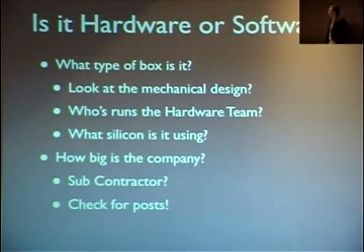So first thing you want to know when you open a box, whether it's a router or switch or a VPN or a load balancer or whatever it is that you're buying, is it hardware or software. And what I mean by that is there's hybrid boxes which are a little bit of hardware, a little bit of software. But it's really easy to figure out. Just look at the box. Look at the mechanical design. Is it a 1U Dell server with the logo missing with ISS replaced with it? Yeah, probably not hardware. Also look at who runs the hardware team.